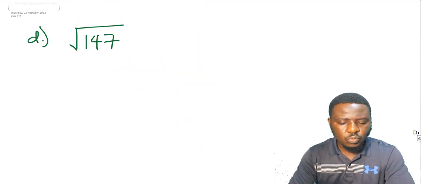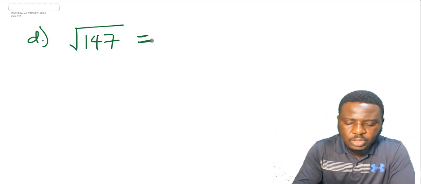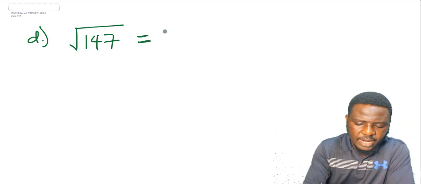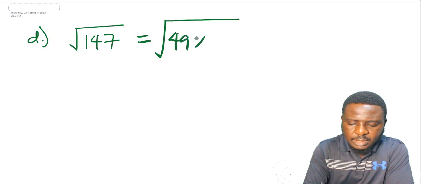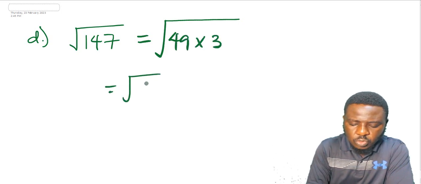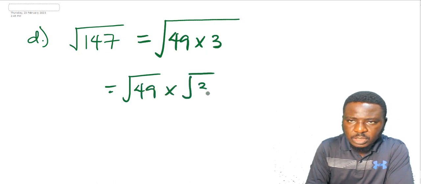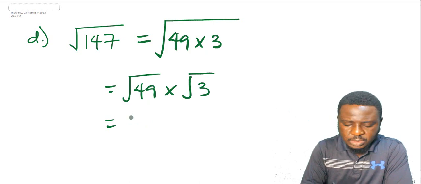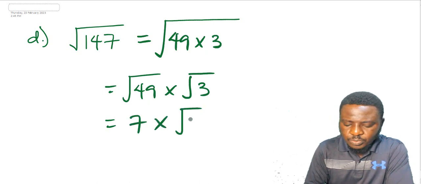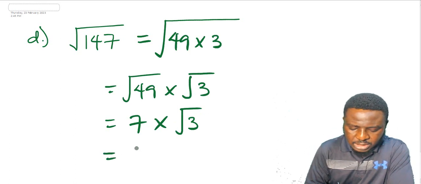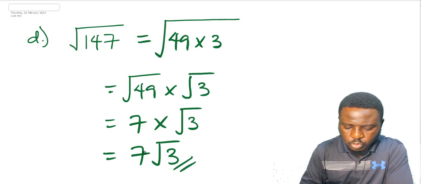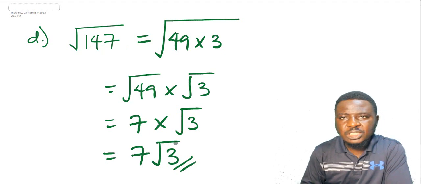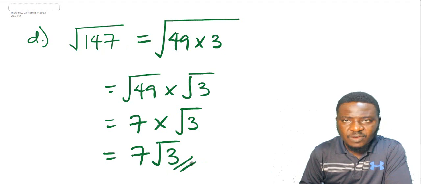D, root 147. Root 147 can be simplified to be root 3 times root 49. So this becomes root 49 times 3, which is equal to root 49 times root 3, and root 49 is said to be 7, while root 3 is an irrational number, and this is said to be 7 root 3. So I have been able to simplify root 147 to 7 root 3, which is the basic form of that. This cannot be simplified further.